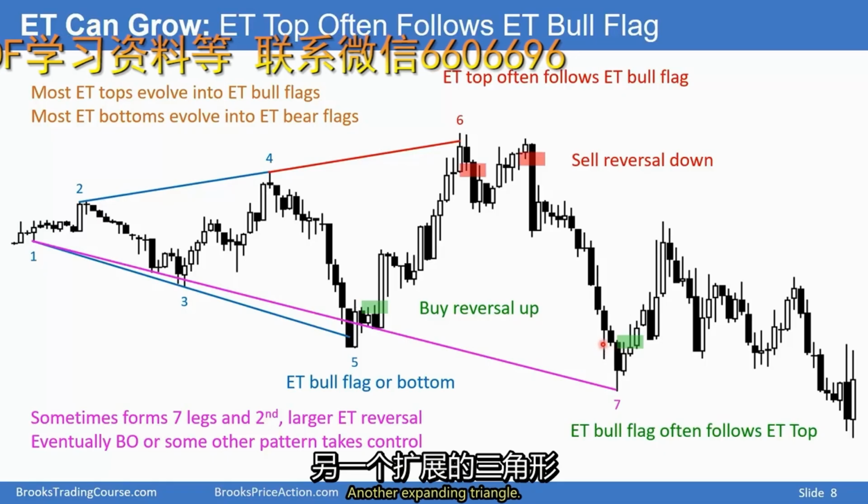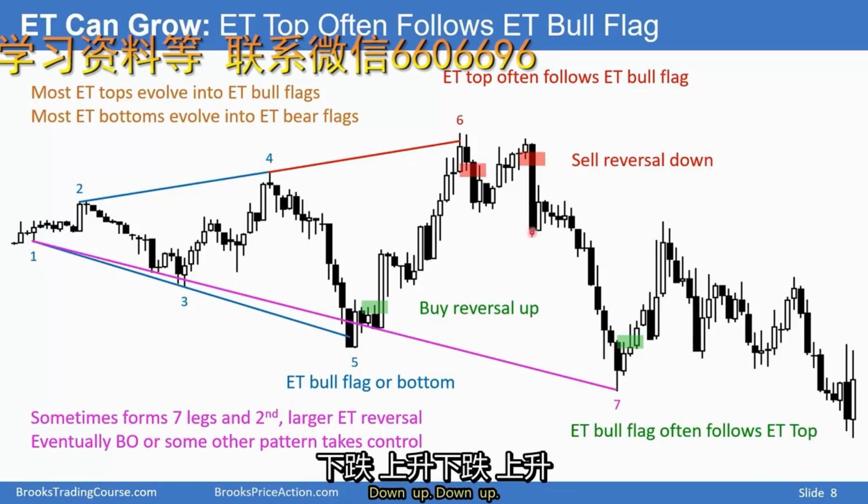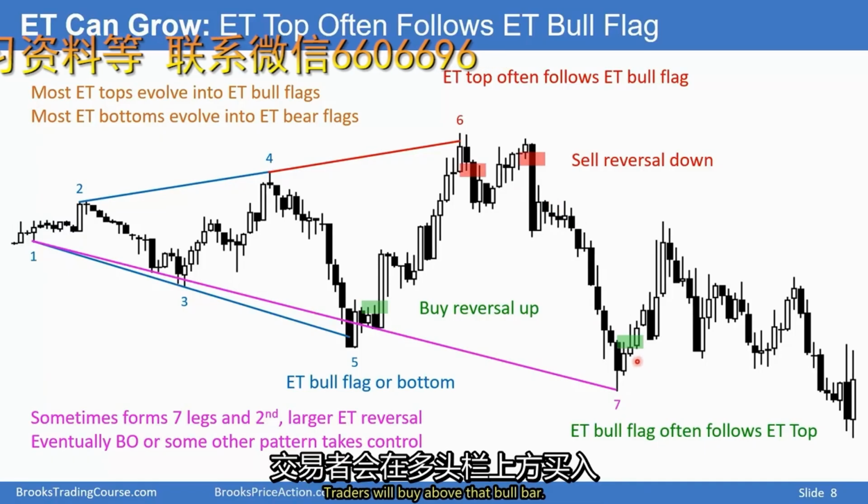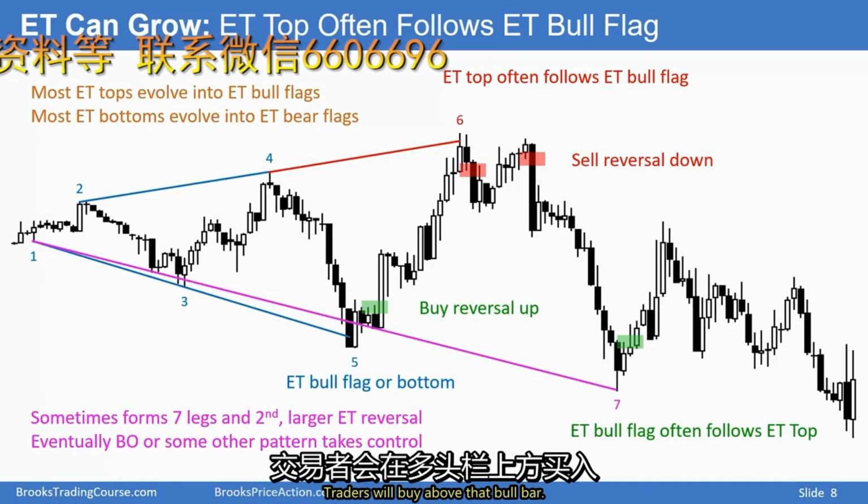Another expanding triangle, micro double bottom, down, up, spike and channel, spike, pullback, parabolic channel. Traders will buy above that bull bar.